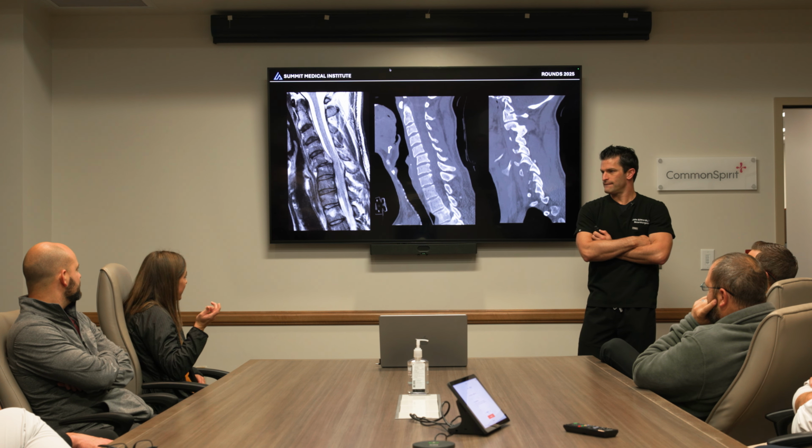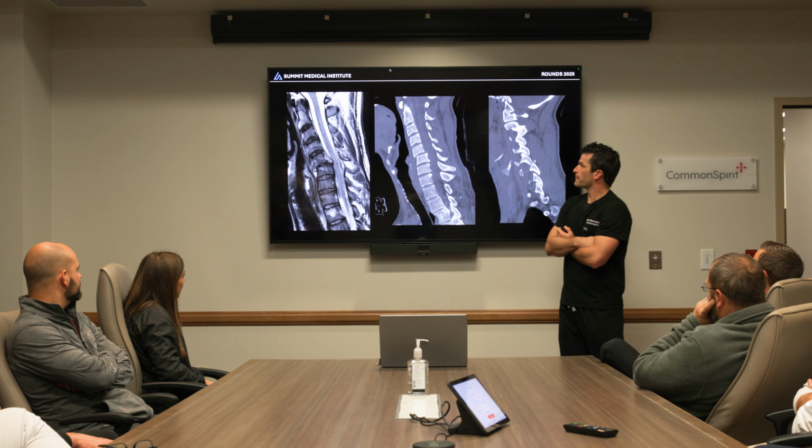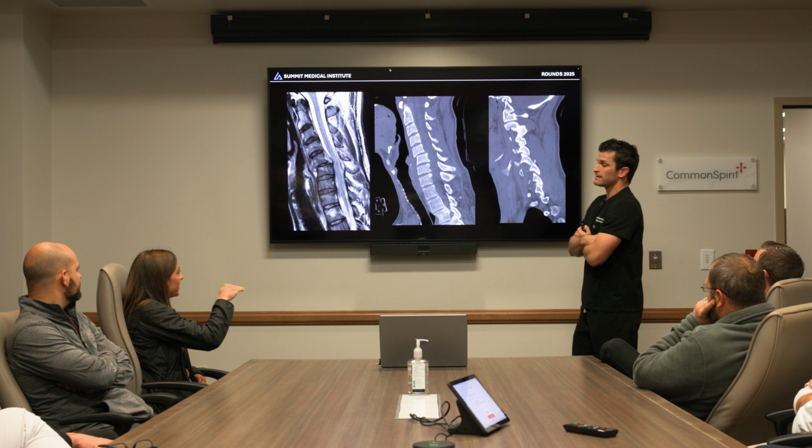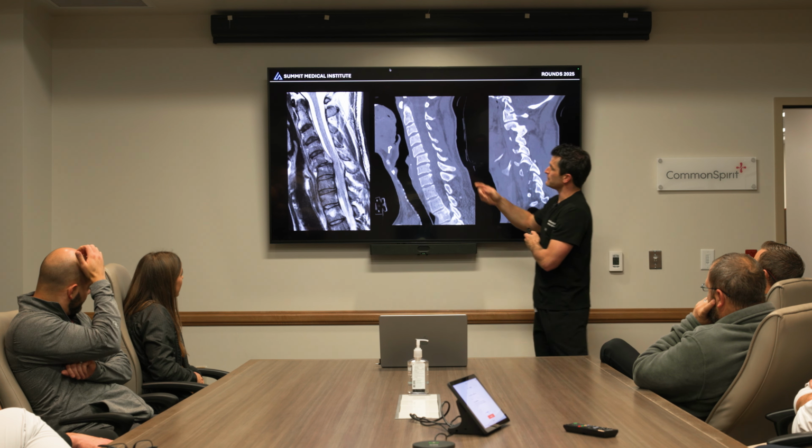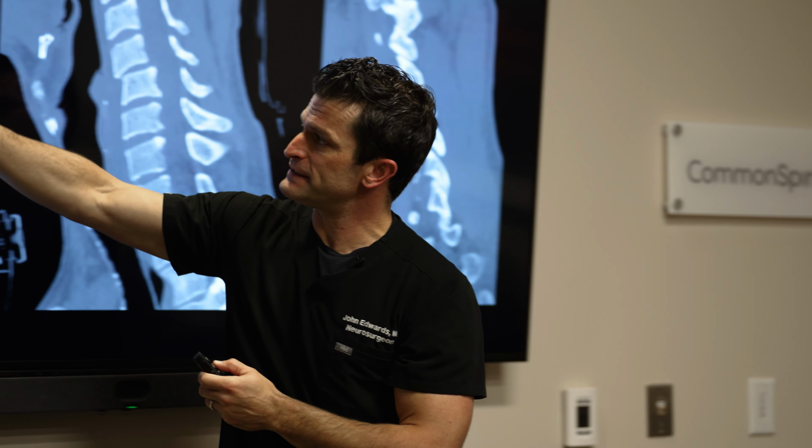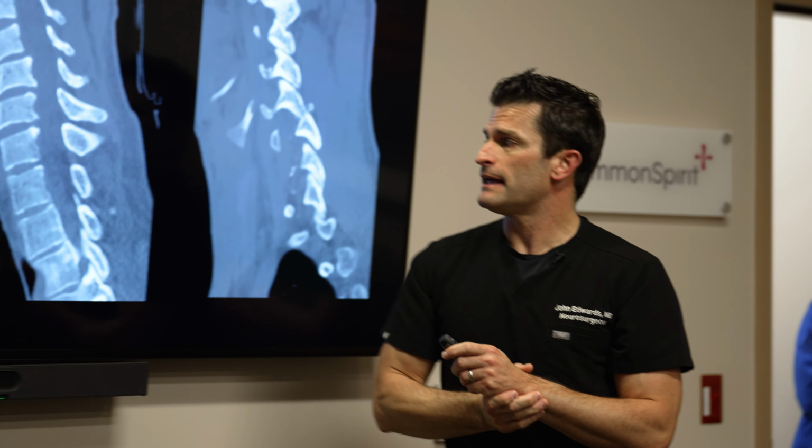Would that be retrolisthesis at C6? Yeah, there's a listhesis for sure. Let's see, 2, 3, 4. At 5, 6, the 5 is slipped forward. 6 is relative to 5 slipped backward. And you can see it demonstrated again on the CT.